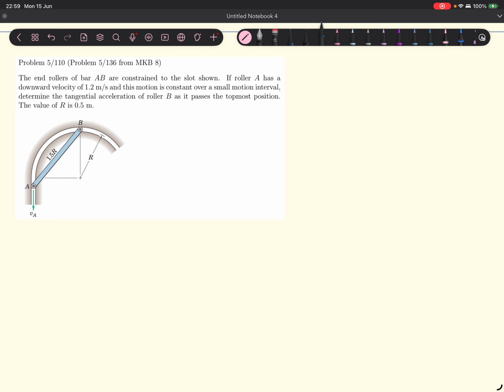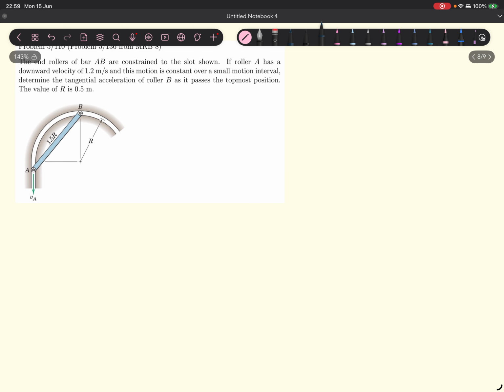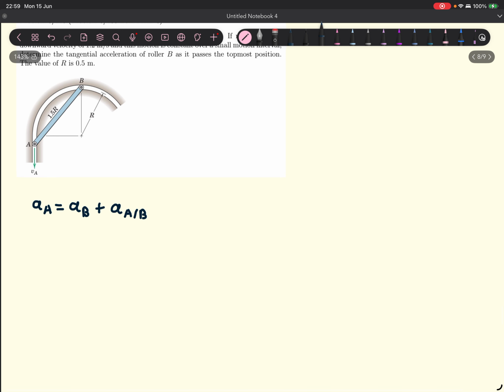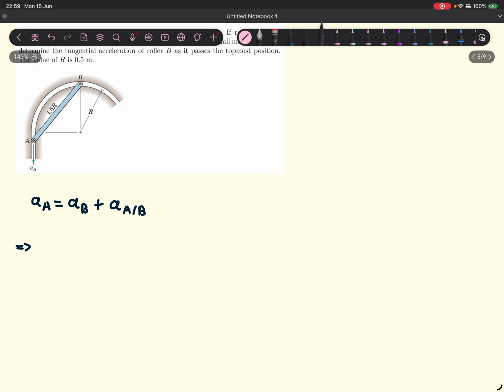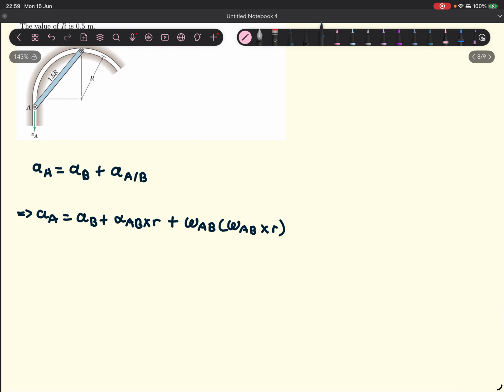So we're first gonna start by writing the entire acceleration equation. So we're gonna write the acceleration of A is equal to the acceleration of B plus the acceleration of A relative to B, right? Cool. So we can then decompose this further into the acceleration of B plus alpha AB crossed with R plus omega AB into omega AB crossed with R, right?